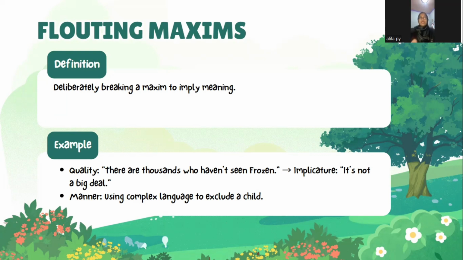So the speaker may be hiding the message from someone else, for example, if there's a child nearby. So when we flout a maxim, we want the other person to read between the lines and understand what we really mean. Next slide, please.